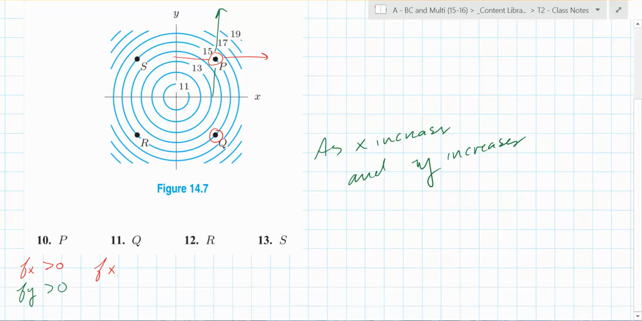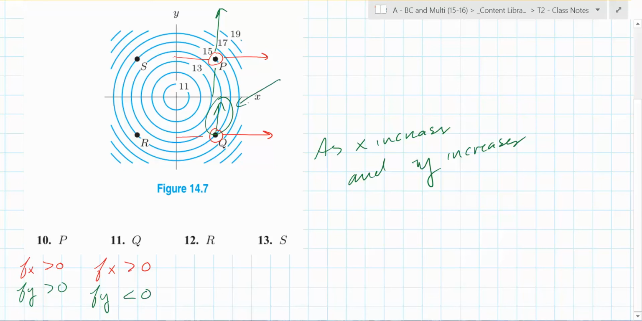Fx for q. As x increases, you're going to the right, so y is constant. Are you going uphill or downhill? You're going uphill again, right? But now on this one, if I go this way, what's fy going to be? Right here, are you going uphill or downhill? Downhill, yes, you're going downhill.